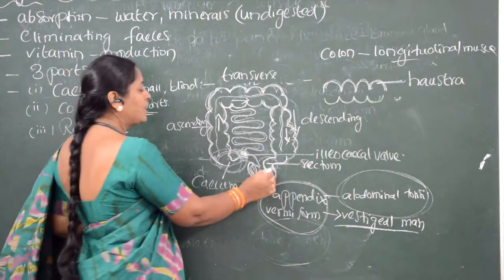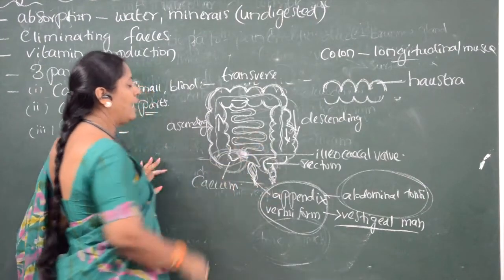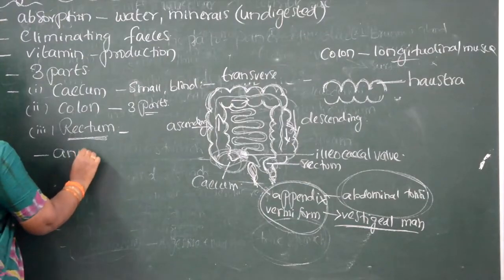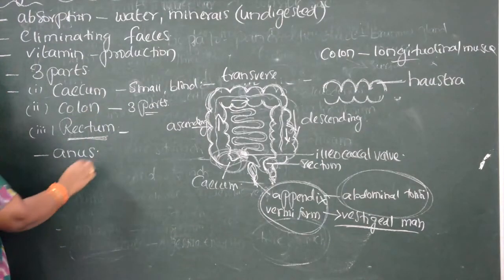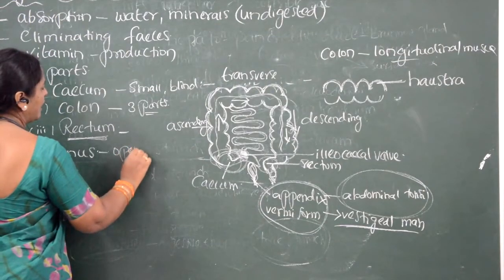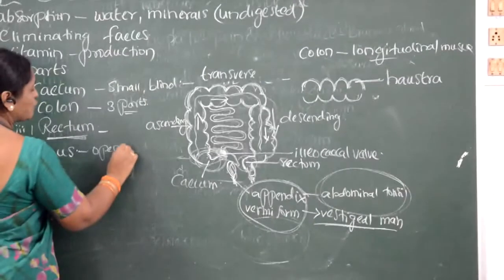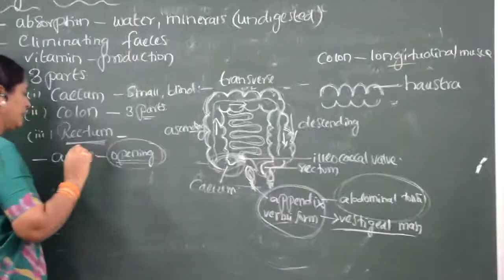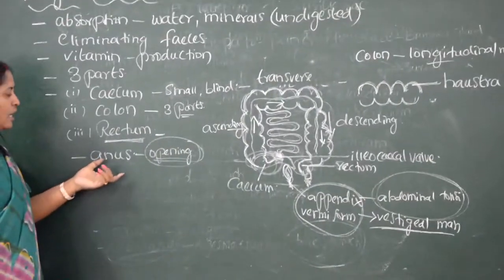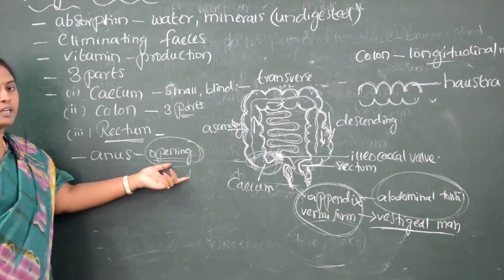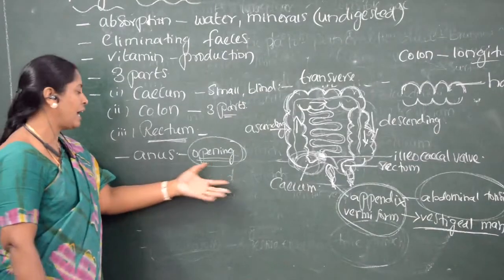So the rectum leads to the last part, called the anus. The anus is the opening of the alimentary canal. The last opening of the alimentary canal is the anus, or we can call it the posterior opening of the alimentary canal.